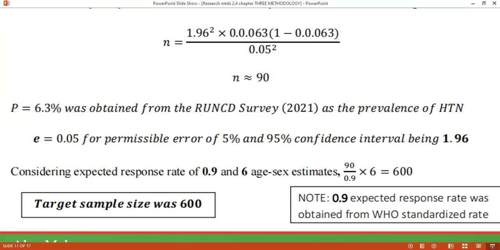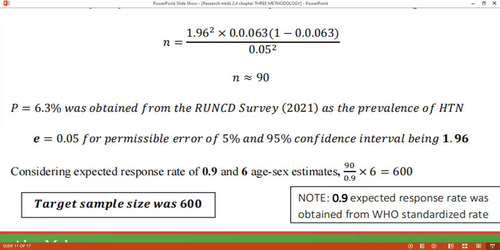So I also said, considering unexpected response rate, I talked about this still of 0.9 and 60 age sex estimates, and then I multiplied like that. I obtained the final sample size as 600. When you are determining sample size in your study, you must tell us all of these steps and how you arrived at the final sample size. You must define them, and you must make your supervisor content that indeed this sample size was well calculated. Then I'll summarize and say the target sample size is 600.